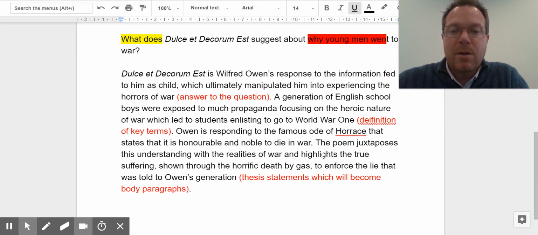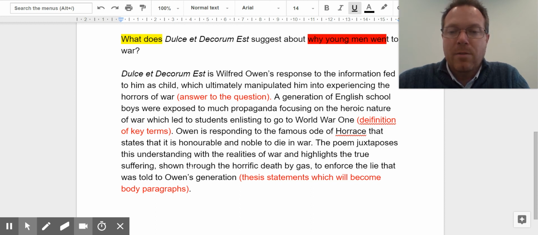So my next two dot points are intermingled. The poem juxtaposes this understanding with the realistic nature of war and highlights the true suffering shown through the horrific death by gas to enforce that the lie was told to Owen's generation. So my first point is the poem juxtaposes the understanding with the realities of war. Essentially, this is going to be a paragraph that talks about the soldiers being bent double, walking like old hags, they're all shot, etc. Essentially saying that nothing in war is heroic.